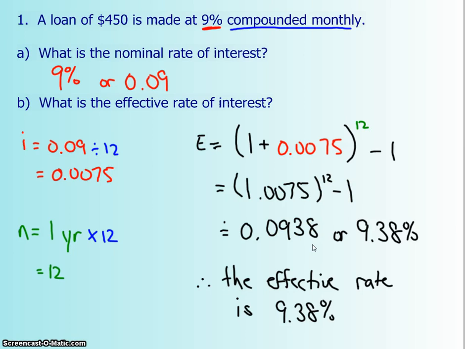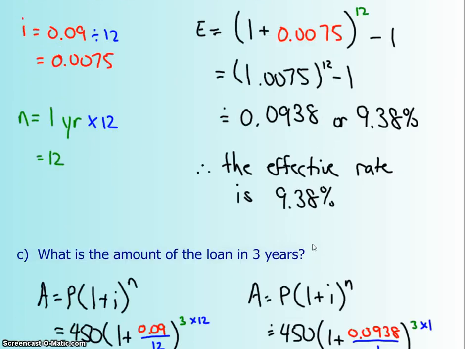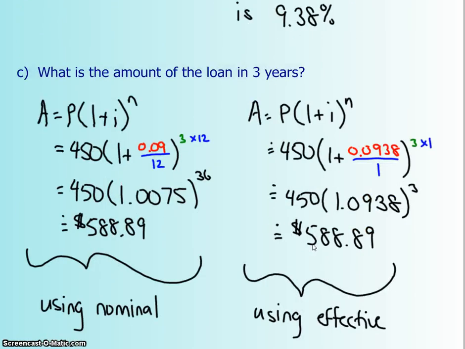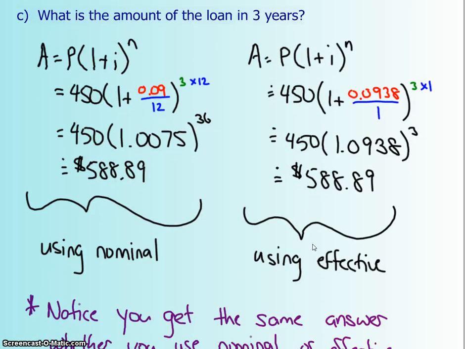9.38%. That means that if I were to calculate the future value using 9% monthly with the nominal rate, I should get the exact same future value with the effective rate at only once a year. What we're going to do is we're just going to prove that that actually does happen. So I'm going to give you a certain amount of time, we'll say 3 years. We want to know what the amount will be after the 3 years.